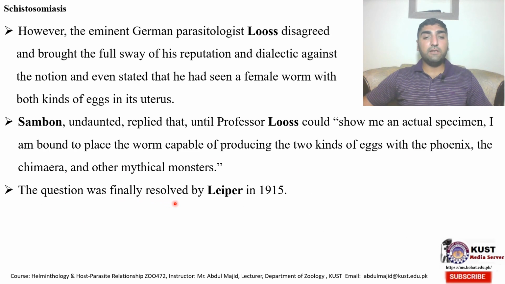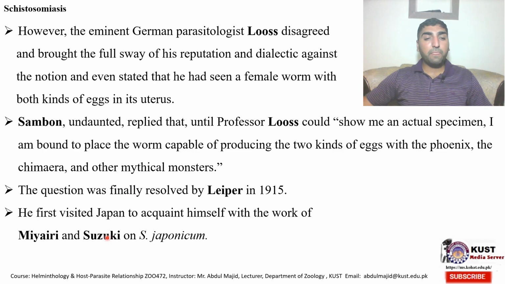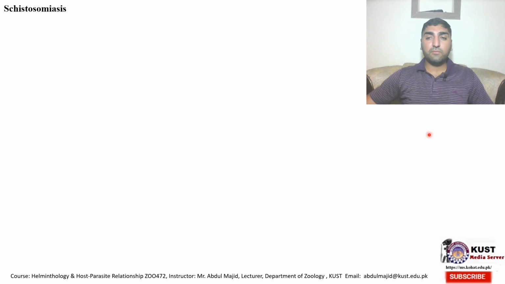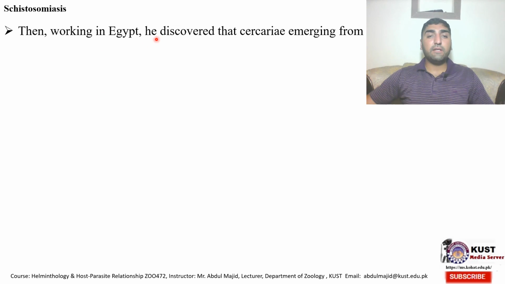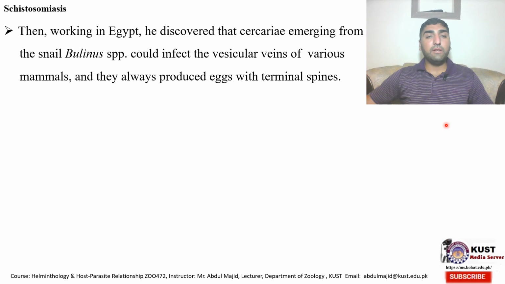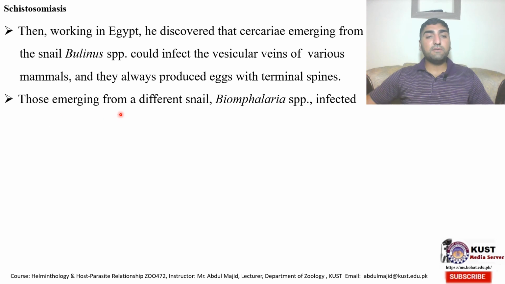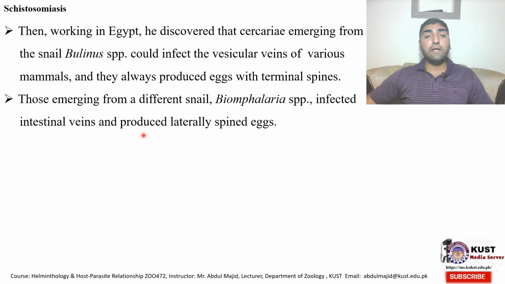The question was finally resolved by Leiper in 1915. He first visited Japan to acquaint himself with the work of Miyairi and Suzuki on Schistosoma japonicum. Then, working in Egypt, he discovered that cercariae emerging from the snail Bulinus species could infect the vesicular veins of various mammals, and they always produced eggs with terminal spines. Those emerging from a different snail, Biomphalaria species, infected the intestinal veins and produced laterally spined eggs.